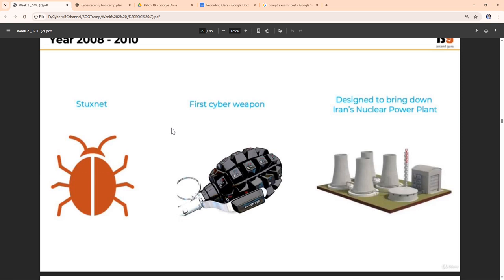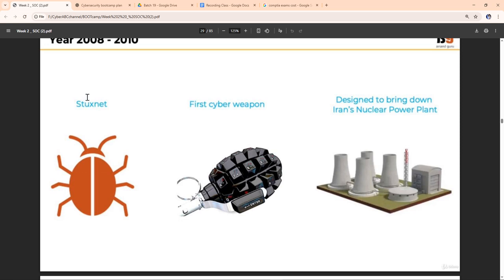So we're going to go through how industries related to security incidents before SOC came in. Then it will give us an idea of how SOC was introduced. So it's an interesting journey.